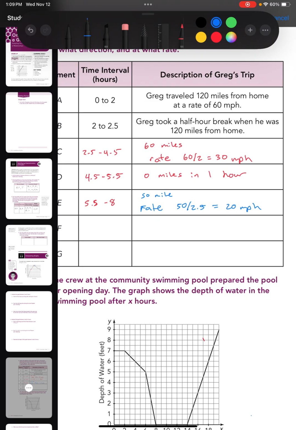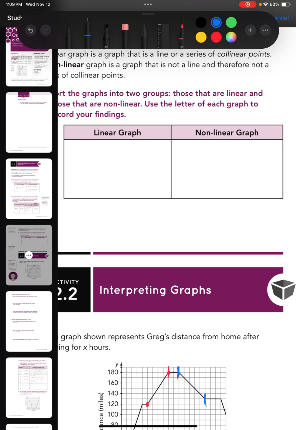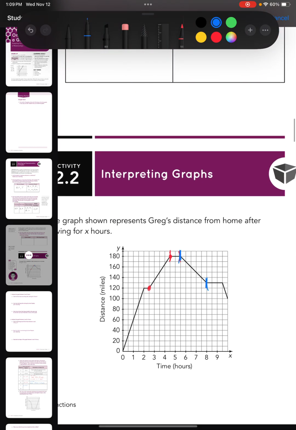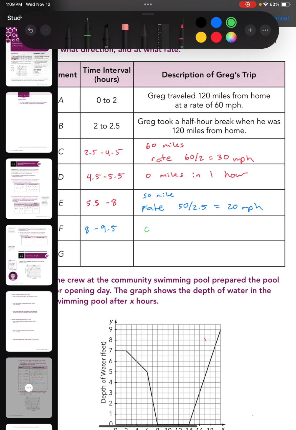Okay, next time period, we got two more from 8 to 9.5 hours. Again, going back to the graph, changing colors again from 8 to 9.5. Looks like he took another break. So we'll go in and fill that one in. So 0 miles again in 1.5 hours, that was.